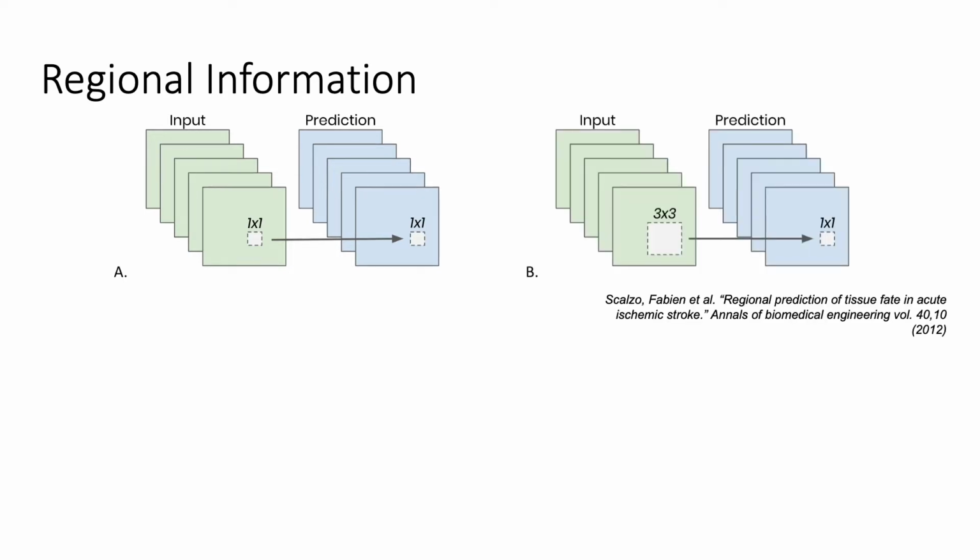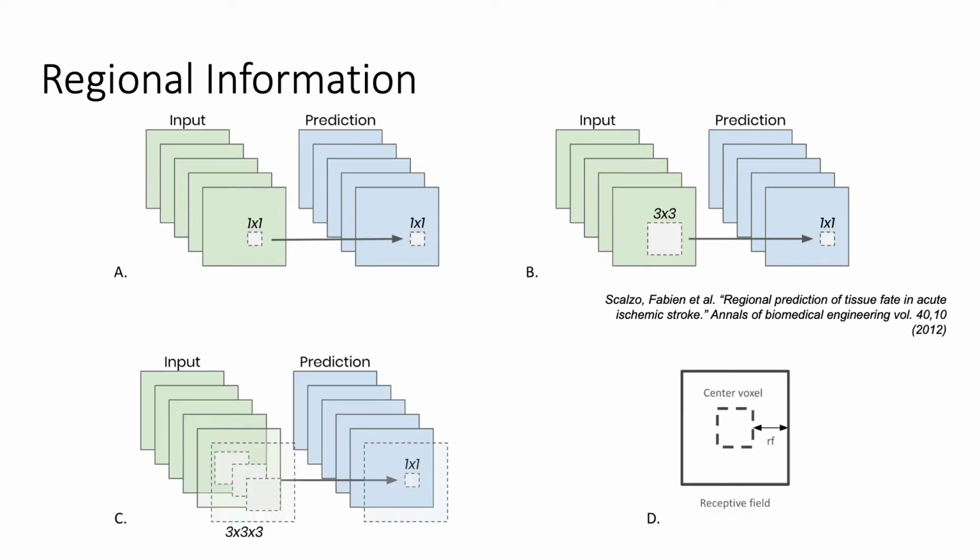Scalzo and colleagues have shown that in a small sample, two-dimensional image patches appear to be superior to threshold-based methods for Tmax. In this work, we aim to evaluate the impact of three-dimensional regional information around a given voxel of interest in the prediction of its tissue fate.